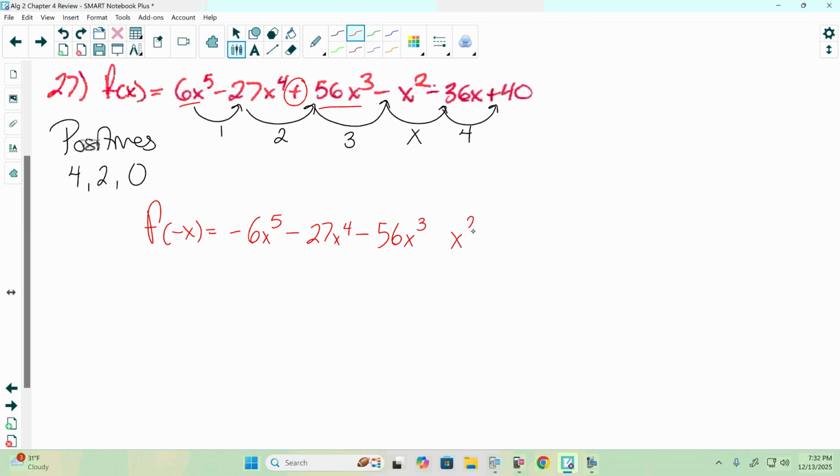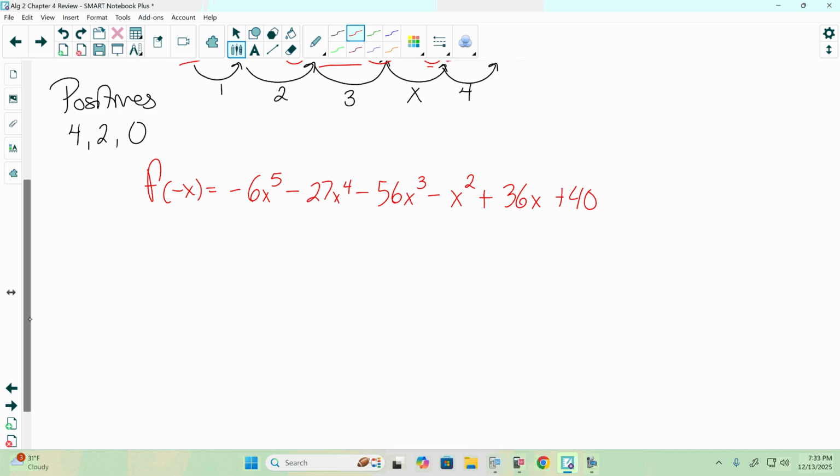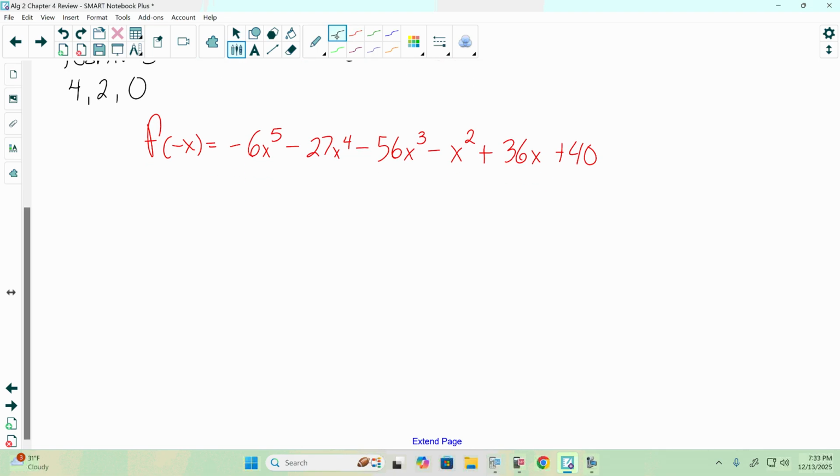X to the power of 2. 2 is an even power, so we have to keep the sign the same. And since it was negative, it's going to stay negative. Our next one is 36x. It's really to the 1st power, which is odd, so we have to change that sign from negative to positive. 40 is our constant term. Since it doesn't have a variable, we don't touch the sign. And now we're going to count the sign changes.